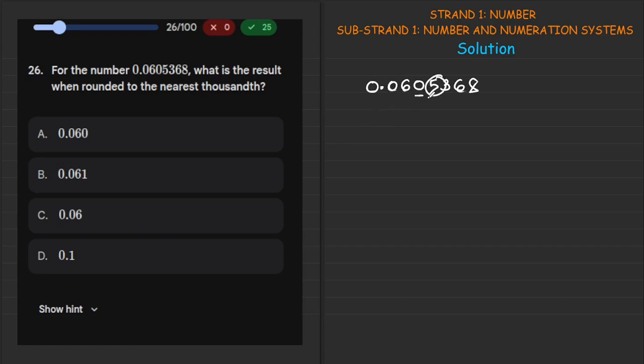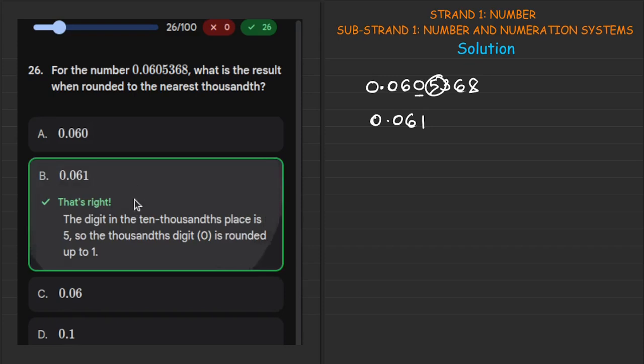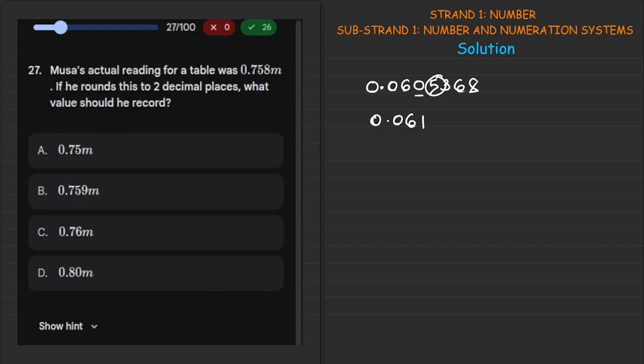Our decider here is 5 or more. Hence, we are going to end at the 0.06. Then instead of 0, we use 61, because our decider is going to round it up. So that is B. It says the digit in the 10,000 place is 5, so the 100 digit is rounded up toward 1.